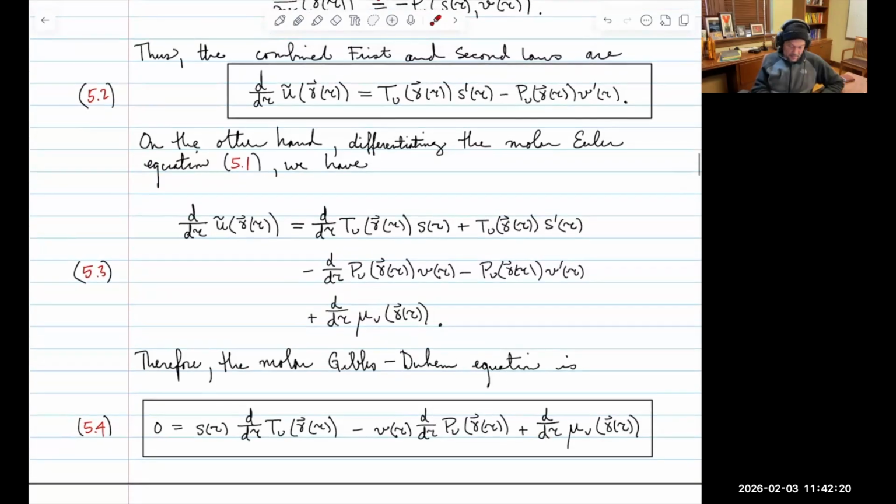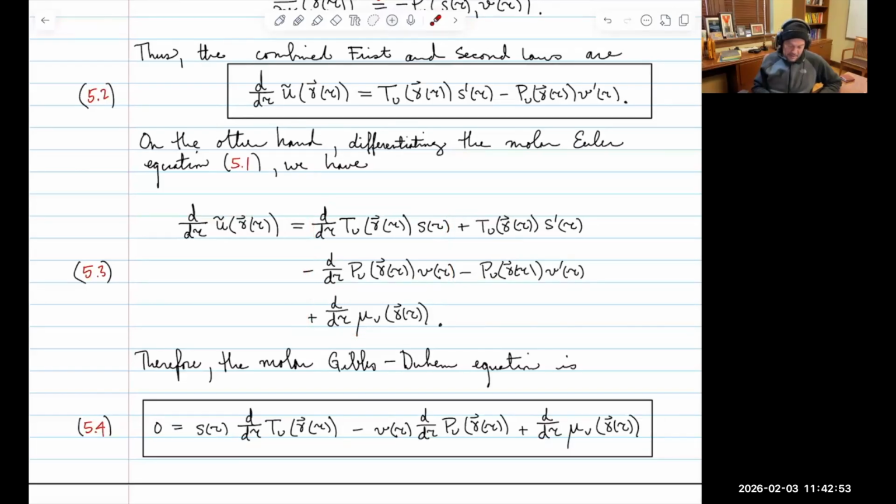Now we take the combined first and second laws, and we're going to subtract that from 5.3. So subtract 5.2 from 5.3, and this gives us 5.4. The thing that you'll see immediately goes is this term. These two terms cancel each other. These two terms cancel each other. These two terms cancel each other. And so how many are left on the right-hand side? Nothing's left on the left-hand side. We get a 0, but I get these three terms surviving on the right-hand side.